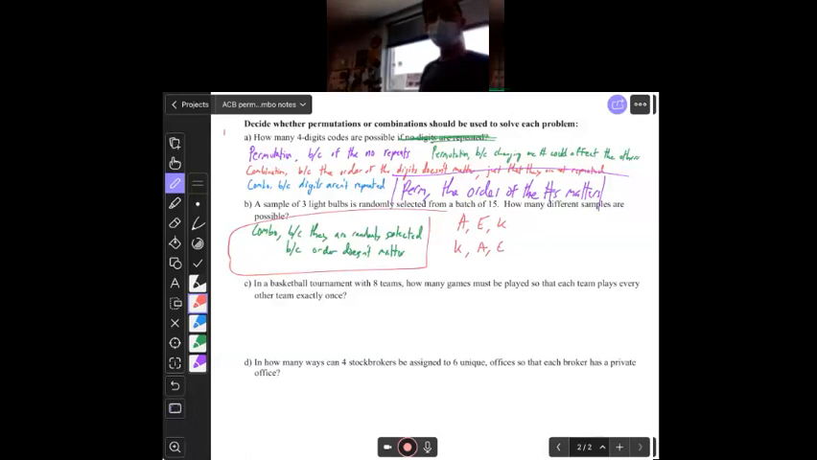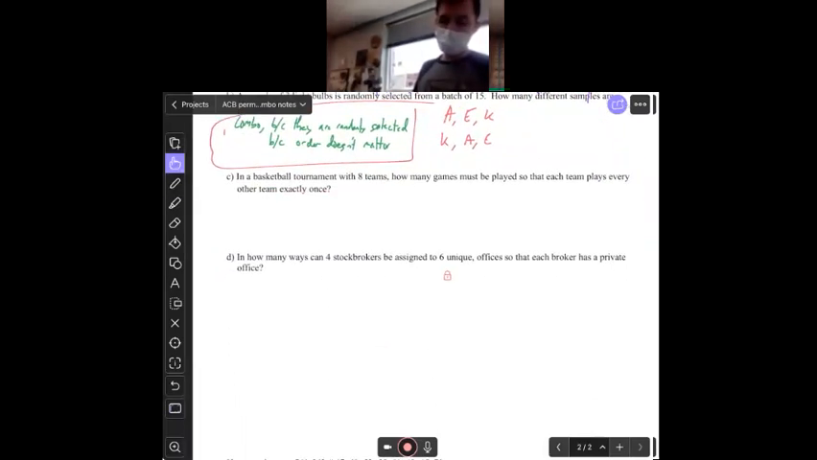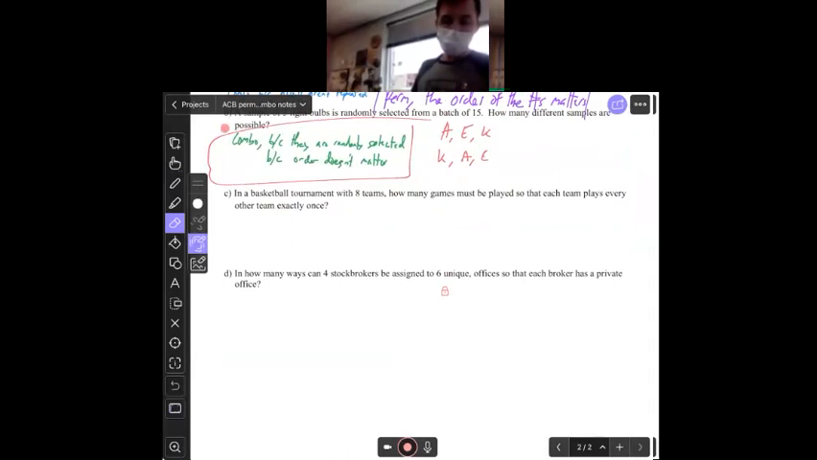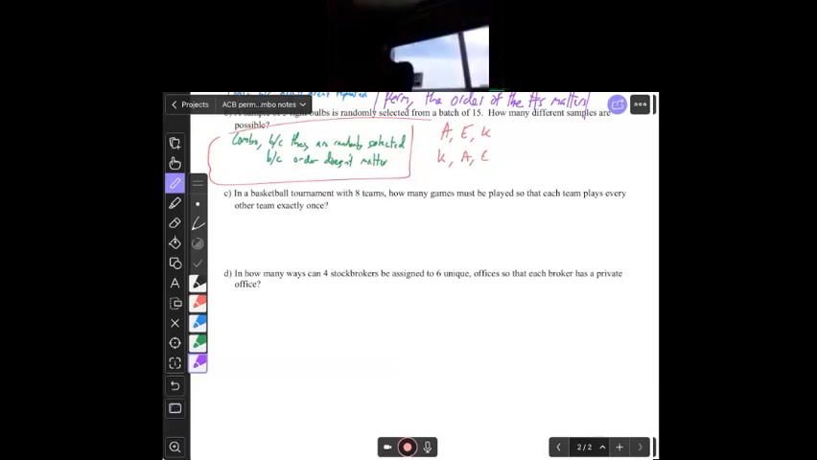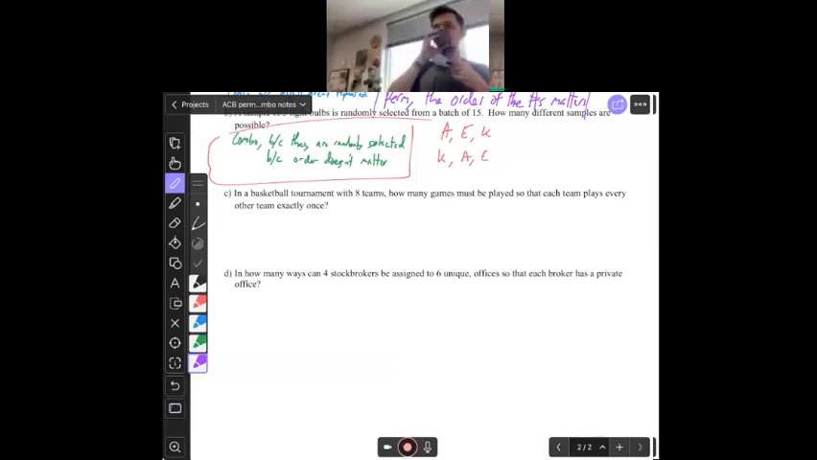Basketball tournament, 8 teams. How many games must be played so that each team plays every other team exactly once? Is that combination thinking or is that permutation thinking? Which is it? You should know this, right? All that basketball experience has nothing to do with the question? What do you think? Permutation, combination? Okay, Piper's saying combination because the order doesn't matter.